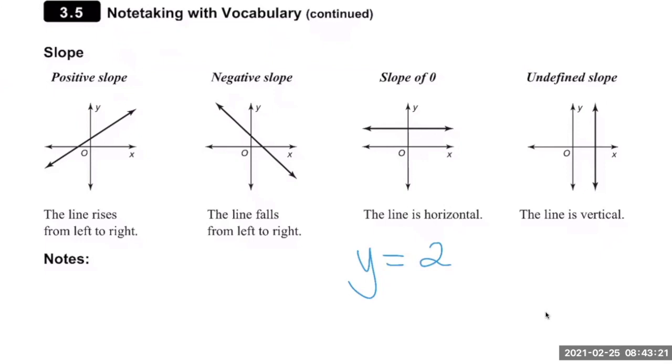And then lastly, we have undefined slope, which is when our graph is going straight up and down. If we were to do that vertical line test we did forever ago, it would fail because everything would go through. Whereas on the rest of these, only one point ever goes through them.